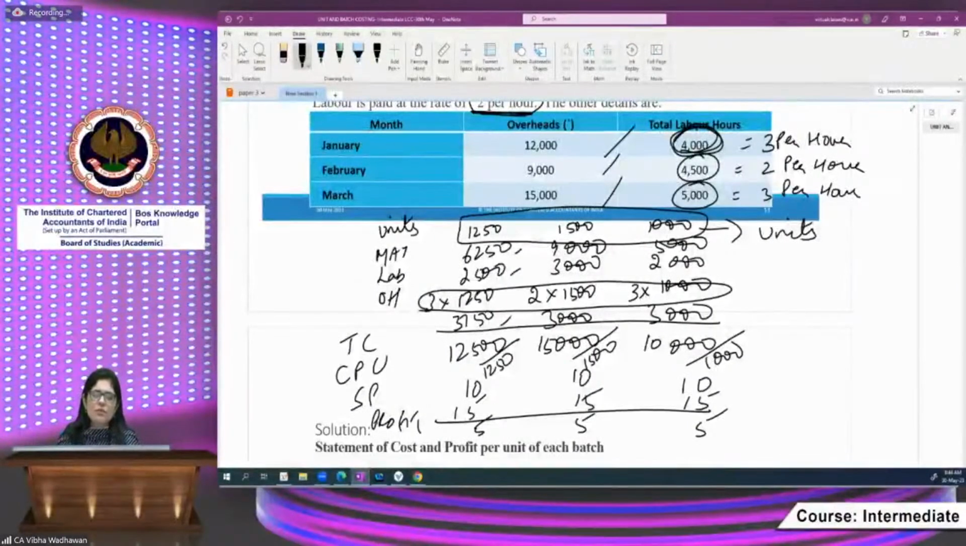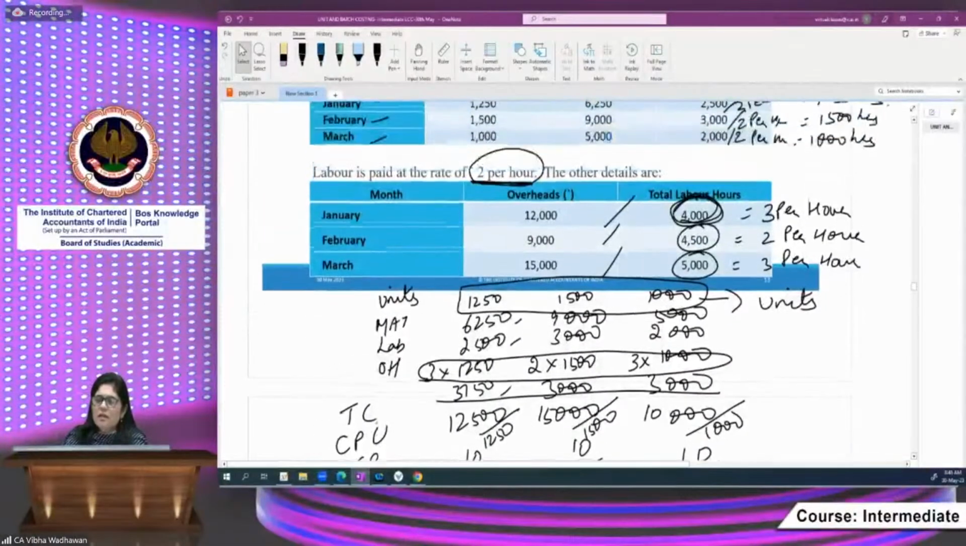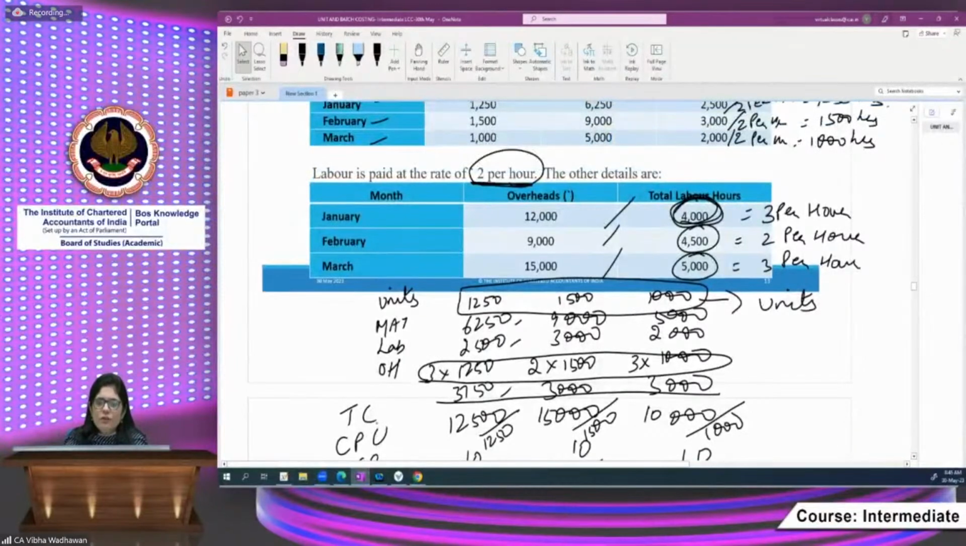So we started with units. Then we calculated the material cost and labor cost, which was actual and given in the question. Overheads we absorbed on the basis of labor hours. So the highlight of this question was how you calculate the overheads. Clear? As per the given information, total labor hours and total overheads for the entire organization were given. We have calculated the absorption rate here.